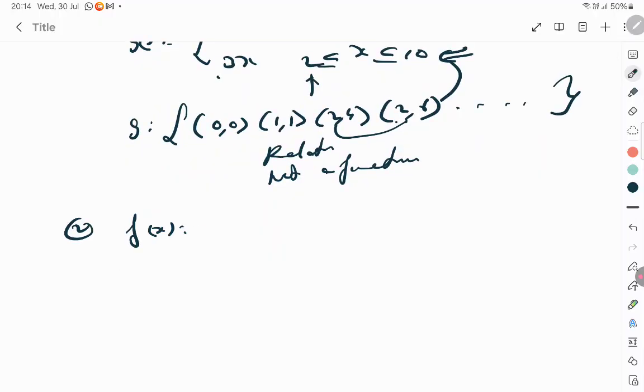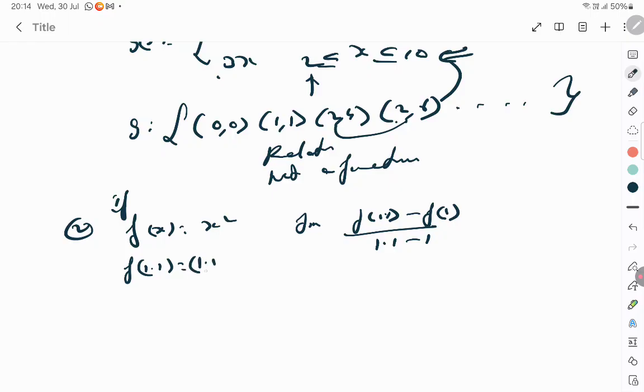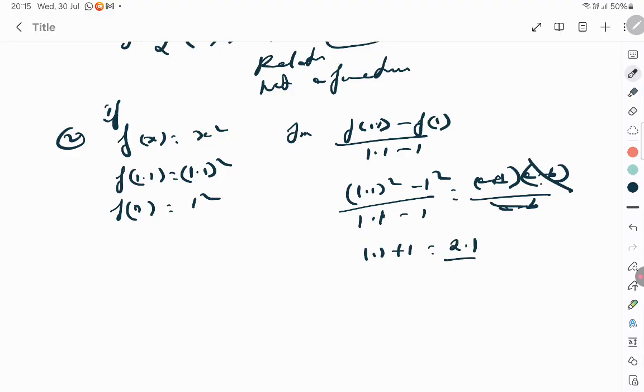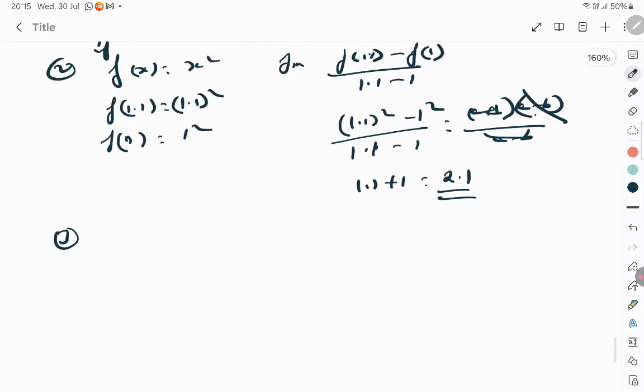F of x is equal to x square has been given. Find f of 1.1 minus f of 1 by 1.1 minus 1. F of 1.1 is 1.1 the whole square. F of 1 is just 1 square. Putting it here, 1.1 the whole square minus 1 by 1.1 minus 1. Don't sit and multiply, write it as a plus b into a minus b on the numerator. And a minus b is there, so this and this get cancelled. You'll be left with 1.1 plus 1, which will be 2.1. That's all. So let's go to the third question.